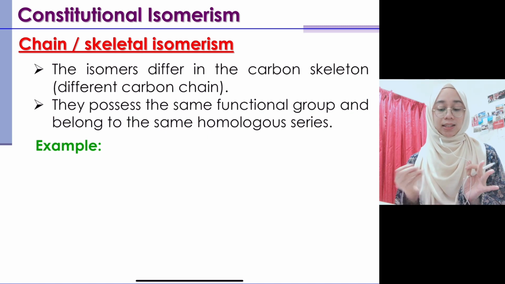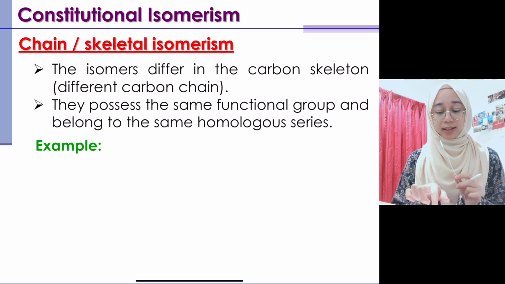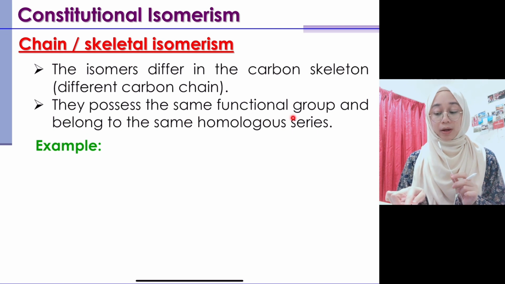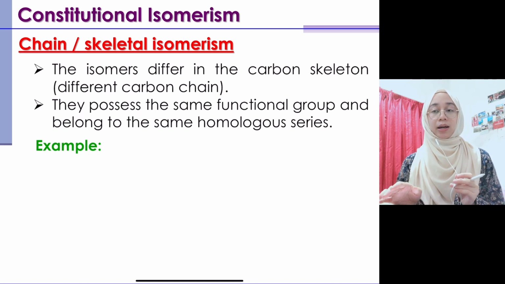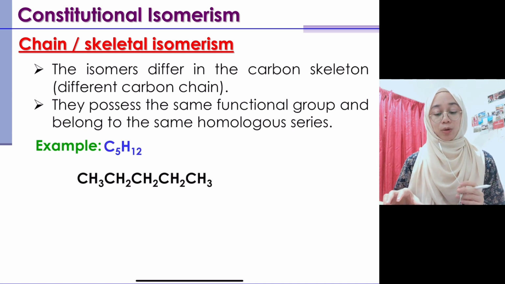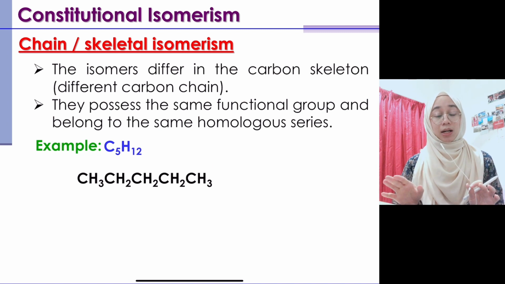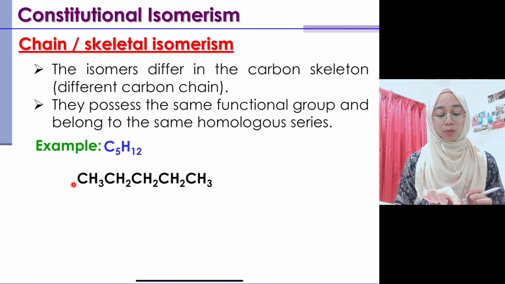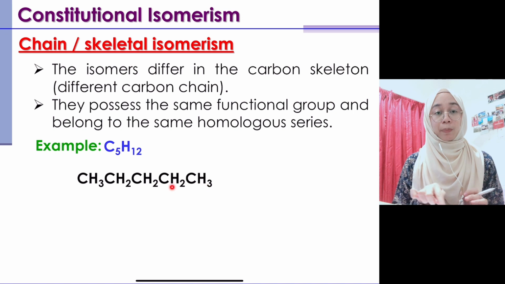So we focus on chain isomerism, which is also known as skeletal isomerism. The isomers differ in the carbon skeleton, meaning how we arrange the carbon chain is different. They possess the same functional group and belong to the same homologous series, meaning there is no difference in functional group and they are supposedly the same class of compound. For example, here we have C5H12, which is the molecular formula. The easiest is to draw the carbon chain straight. This is called a straight chain, where everything is arranged in a line, with no branch. And then we can change it. So for 5 carbons, we can change it, with the longest chain for now.